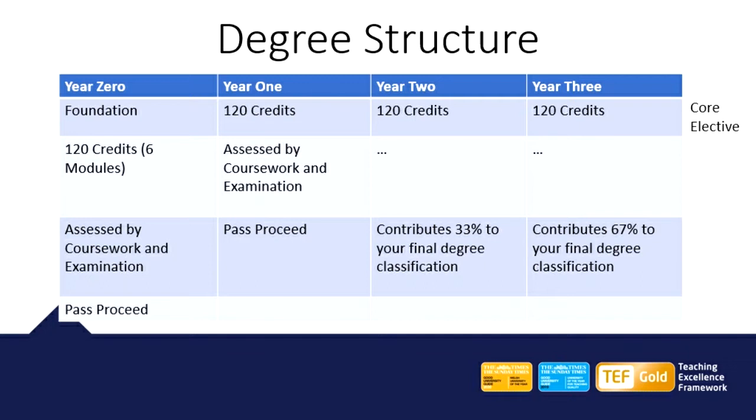Now, year one, you pass, proceed, and it's there as a basis for all our students to build on going forwards. Year two then contributes about a third of your degree, and then the last year is two-thirds. We have what's called the cascade system, so the weighting of year two is less and there's more weighting on your results in year three.